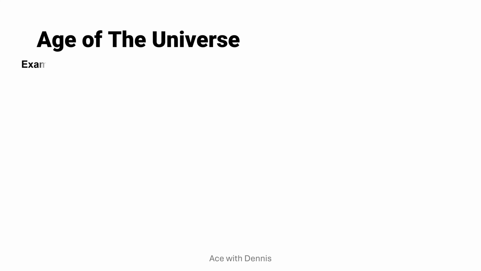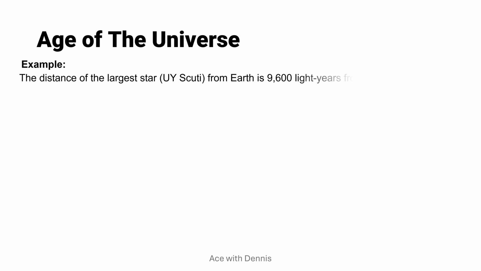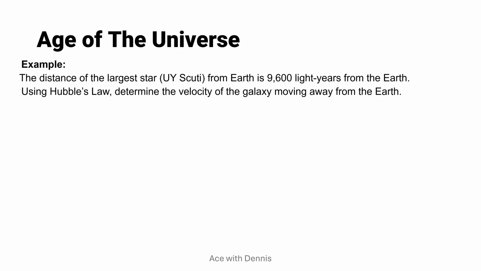Now let's look at this example, which involves calculations using Hubble's law. The distance of the largest star, UY Scuti, from Earth is 9,600 light years. Using Hubble's law, determine the velocity of the galaxy moving away from the Earth. Given that H0 equals 2.2 times 10 to the power of negative 18 per second, 1 light year equals 9.5 times 10 to the power of 15 meters.